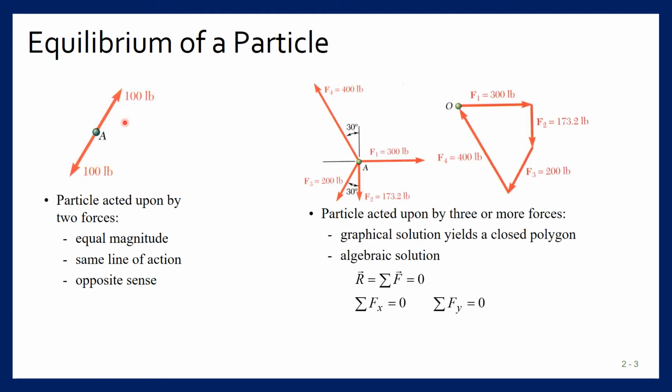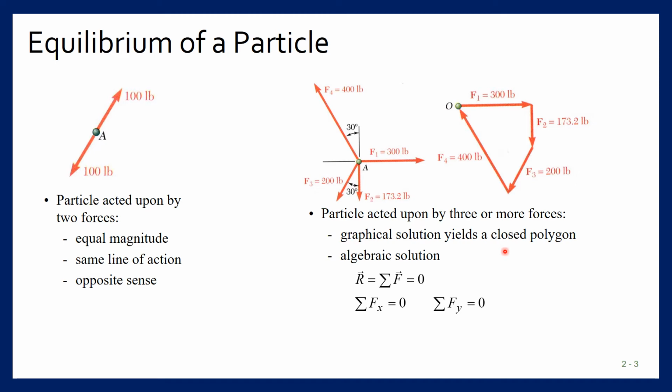Now suppose more than one force is acting on the body. This is the body or particle A, and there are four forces acting: F1, F2, F3 and F4. When you calculate the resultant of these four forces, and if the resultant is zero, then this particle will be in equilibrium. The resultant can be calculated by using the graphical solution.